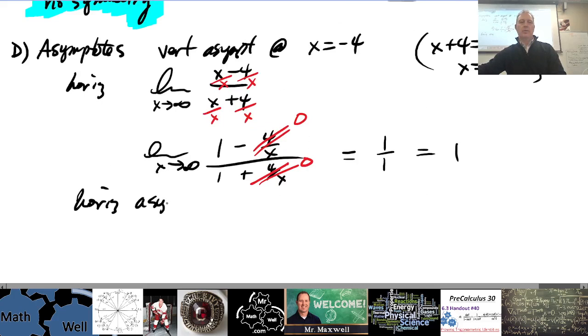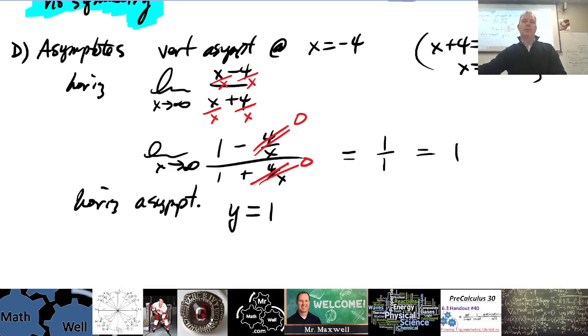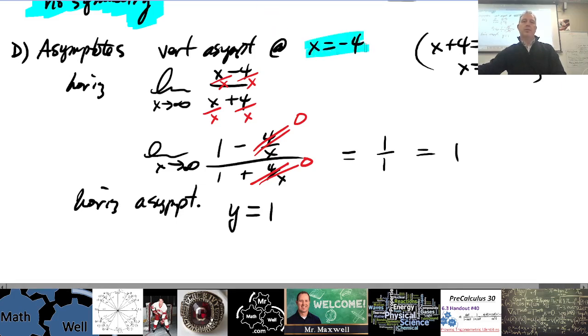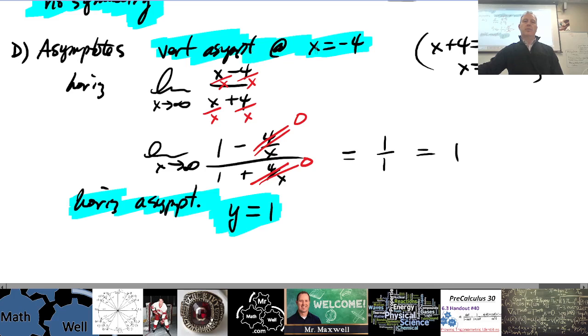The horizontal asymptote is y = 1. It is important for you to write it in function form, or sort of the equation of the line. So this is a vertical line, not a function, but a vertical line. And then this is the horizontal line. So those are your horizontal asymptote and vertical asymptote there.